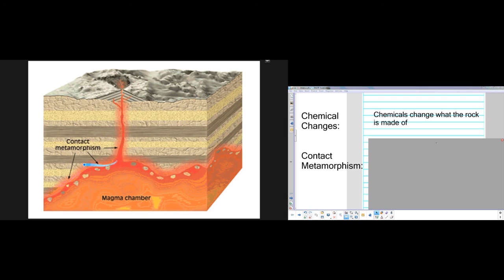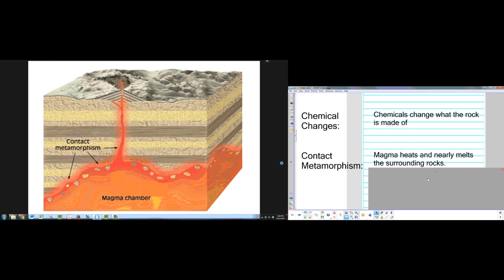What's interesting is when you look at rock layers like this, you can see that the rock closest to the intruding magma has been changed by this contact metamorphism. Magma heats and nearly melts the surrounding rock. Now, just a note before I finish, it's a great idea when you see a diagram like this to add it to your notes.